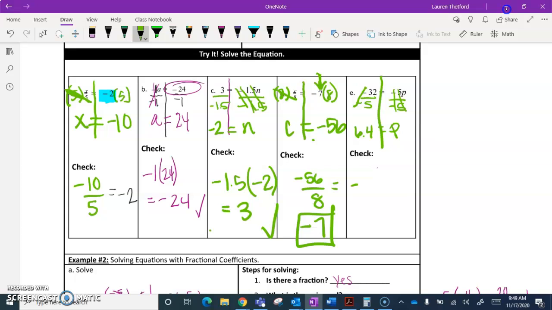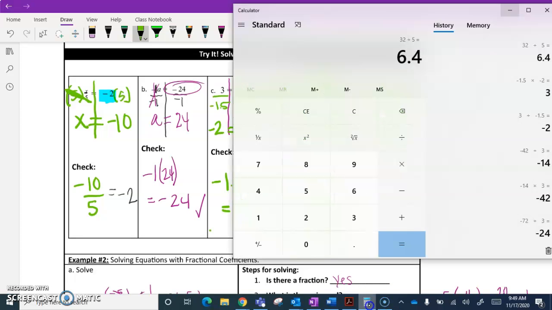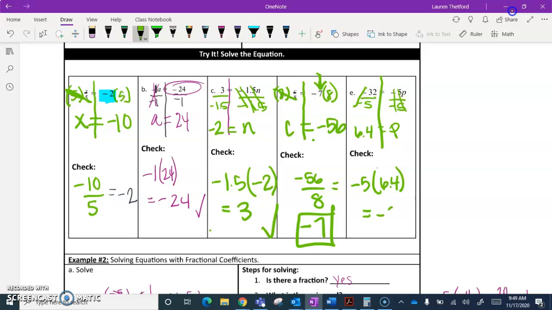Now let's double check. Negative 5 times 6.4 should give me negative 32 if I solved my equation correctly. So negative 5 times 6.4 does in fact equal negative 32. So we know that we solved that correctly, and P does equal 6.4.